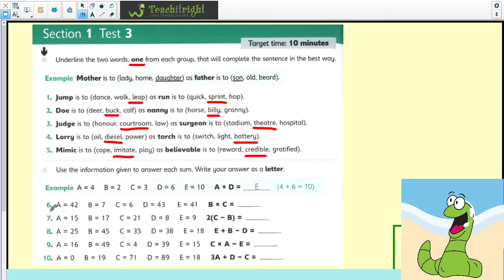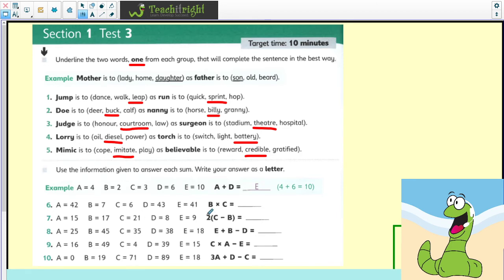Let's now have a little look at the letter sums. I know certainly a lot of our students really like these. We're given a letter sum and we're going to record the answer down as a letter. That's really important. We record it down as a letter, but we've obviously got to work out the sum first.